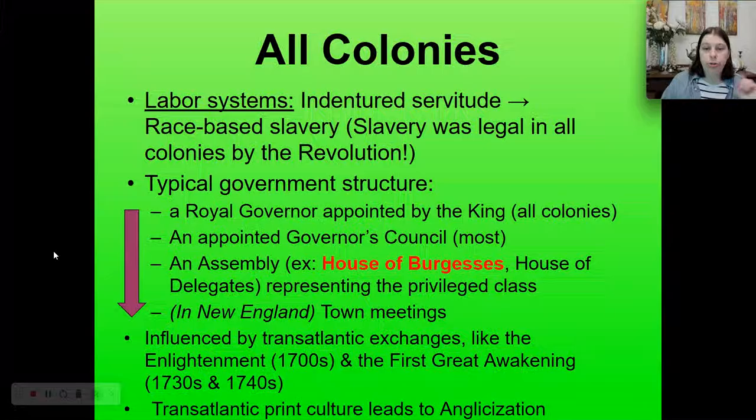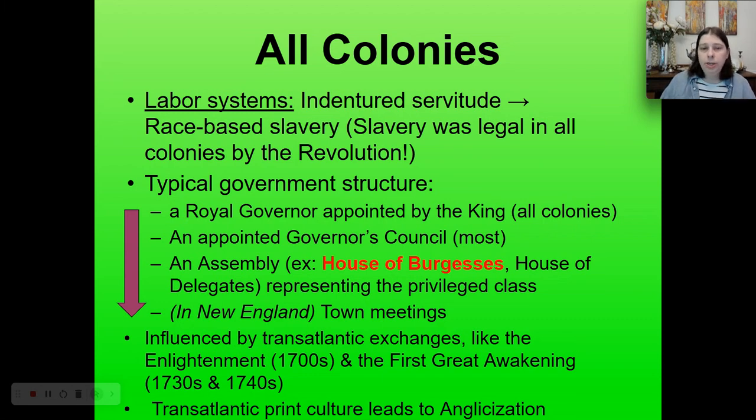In addition to comparing colonial regions, there's some things that you do need to know that are in common to all of them, so across all the 13 colonies. I've already mentioned that both indentured servitude and eventually slavery are present in all of the 13 colonies. New England, Middle Colonies, Chesapeake, South, all of them have slavery and indentured servitude. Some colonies like Georgia or Rhode Island start out outlawing slavery, but they eventually legalize it, again, by the time of the Revolution. More on that in a minute.